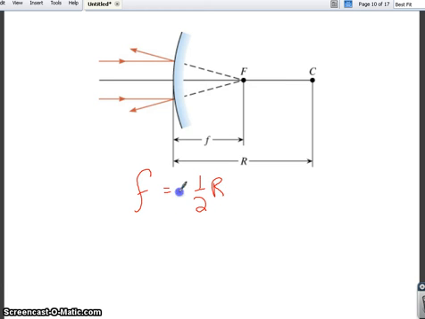But we're going to call this negative 1/2 R. And there's not a negative number here. Negative just denotes that it's behind the mirror. And you will see in later videos this concept of negative and positive coming up a lot. So the focal point for a convex mirror is going to be negative 1/2 R. Negative because the focal point is behind the mirror, not in front of the mirror.